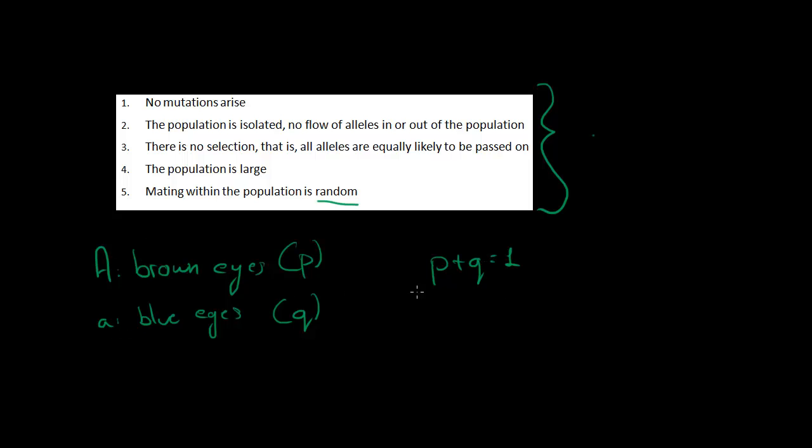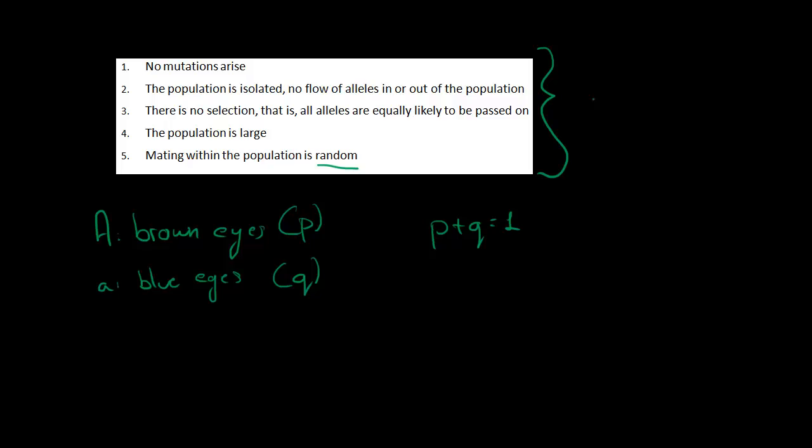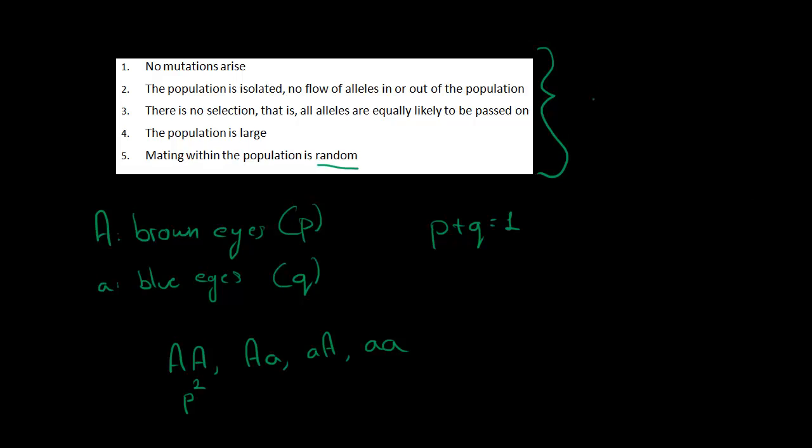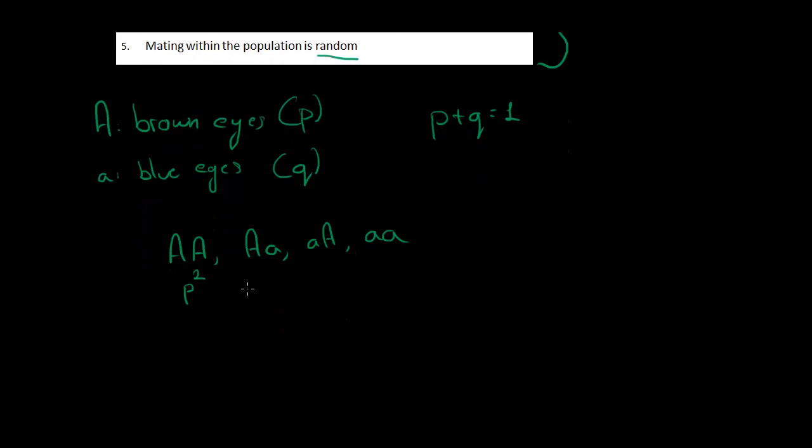Now these two alleles can be combined together in 4 different ways. We can have homozygous dominant, we can have heterozygous in this way or in this way, or we can have homozygous recessive. Since the dominant allele is symbolized with P, we are going to show this as P squared. Now the heterozygous is going to be PQ, again PQ, and the homozygous recessive is going to be Q squared.